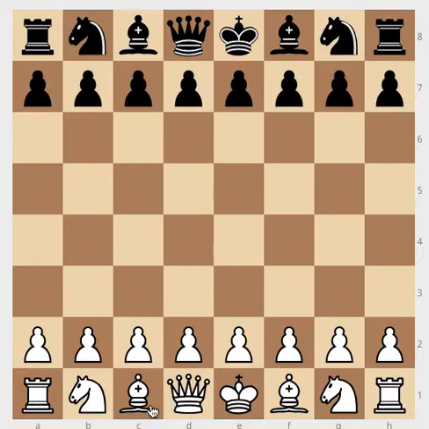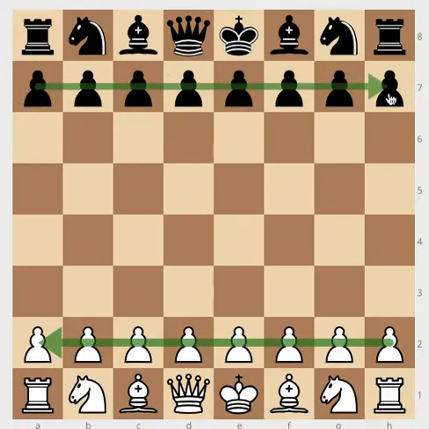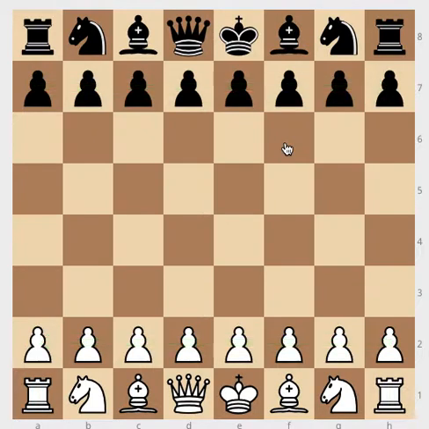Bishops are always next to the king and queen, on the left and right side of each one. Then you have the knights who are on B and G, and the rooks. The white pawns will always line up across the second rank, and the black pawns will always line up on the 7th rank.